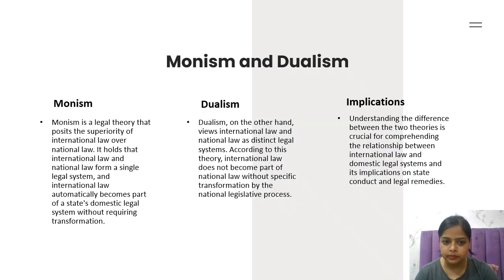Monoism and dualism. So I have bifurcated them and I have also included implication. मतलब क्यों पढ़ना है और क्यों important है dualism और monoism theories. So monoism is a legal theory जो ज़्यादा supremacy international law को देता है और बोलता है एक single unified system है international और domestic law, direct applicability है, और अगर कोई भी problem होती है दोनों laws में, domestic and international में, then international law will prevail.